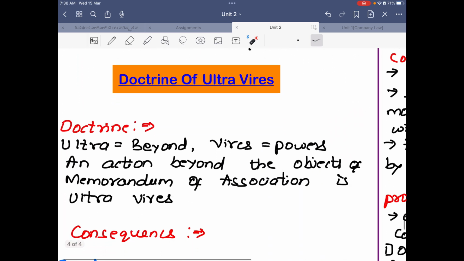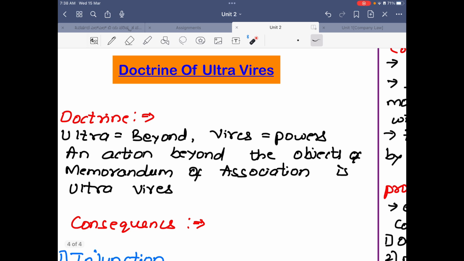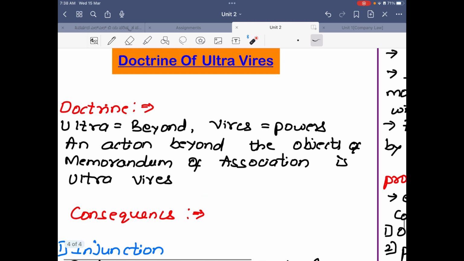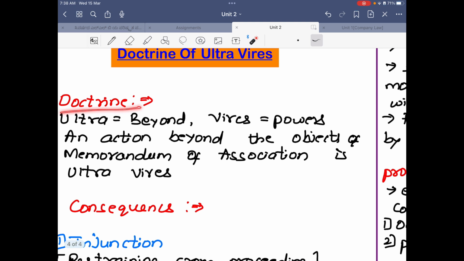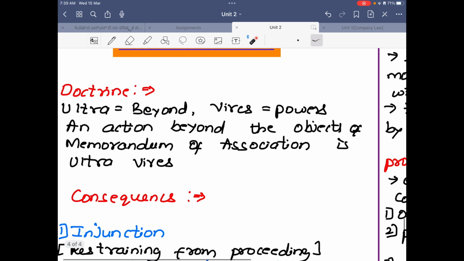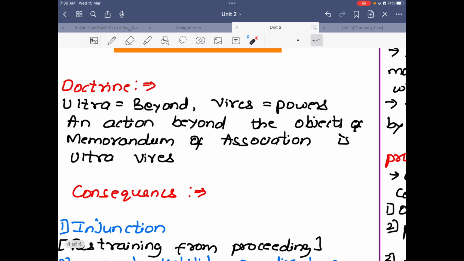The next important concept is the doctrine of ultra vires. What is this doctrine? We saw in the object clause of the memorandum of association that the company should not act ultra vires of its object. That itself is the doctrine of ultra vires. Ultra means beyond, vires means powers, so beyond its powers it cannot act. Any action a company makes beyond the objects of the memorandum of association is called ultra vires.